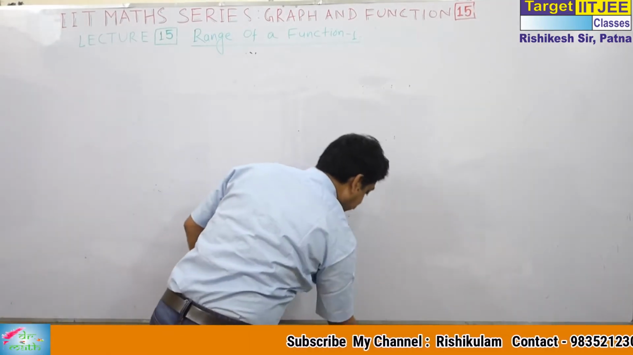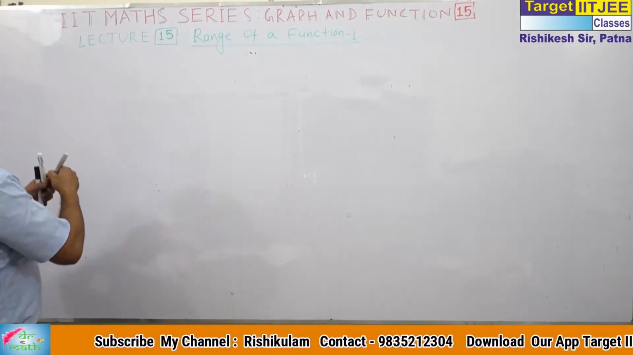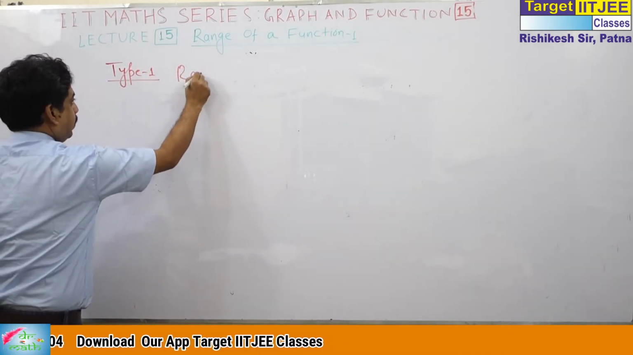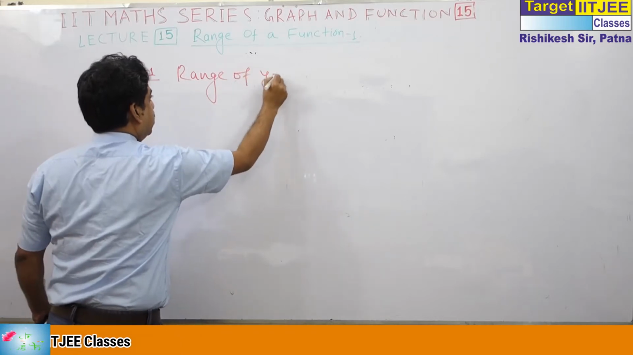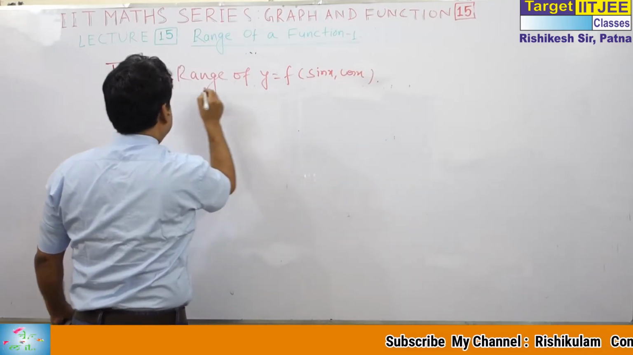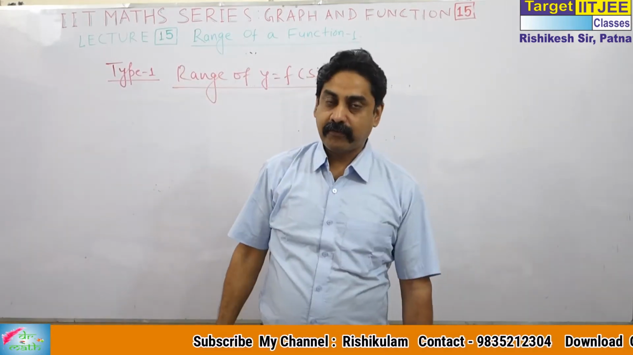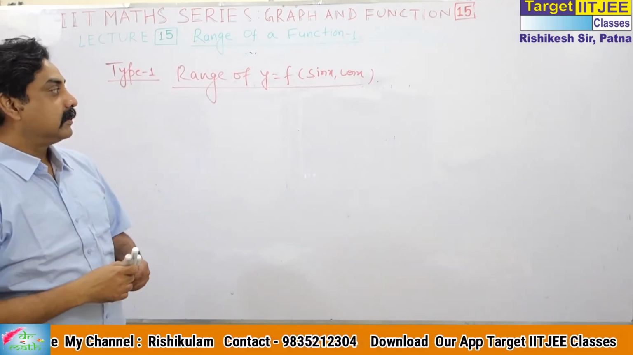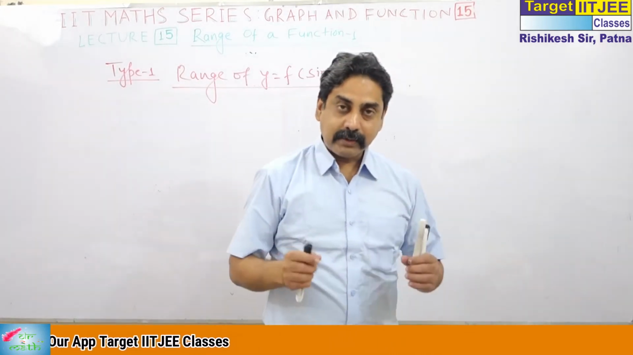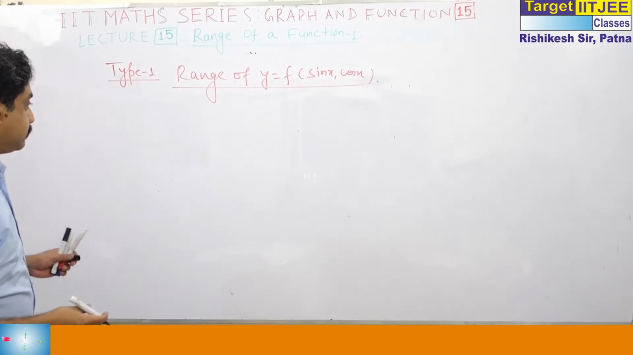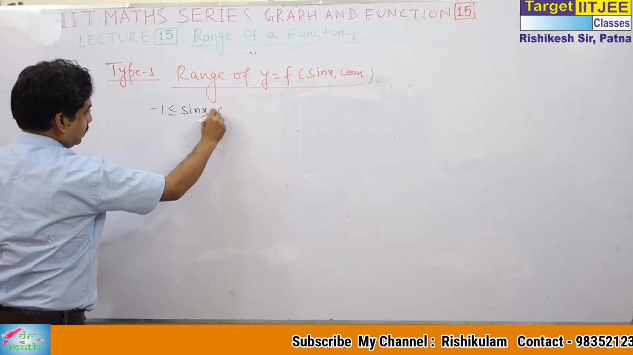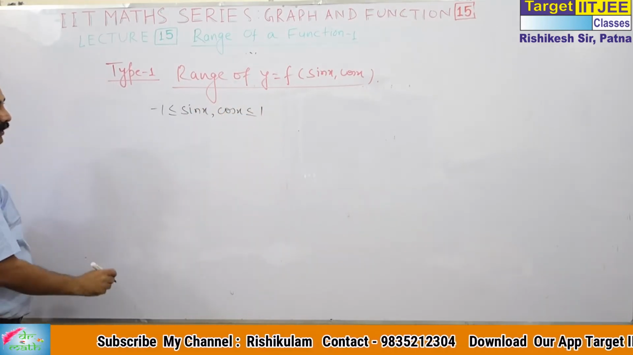This is type 1 or form 1. Range of y is equal to a function of sin x, cos x. Means, now I am doing the question of range when the function depends upon sin x and cos x. You can do it through dy/dx, but I will use the limitation. What is the value of sin x and cos x? From -1 to 1.